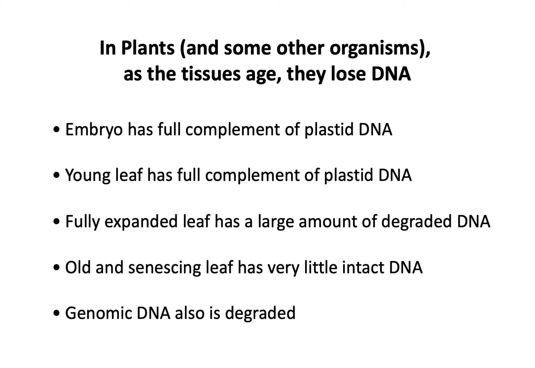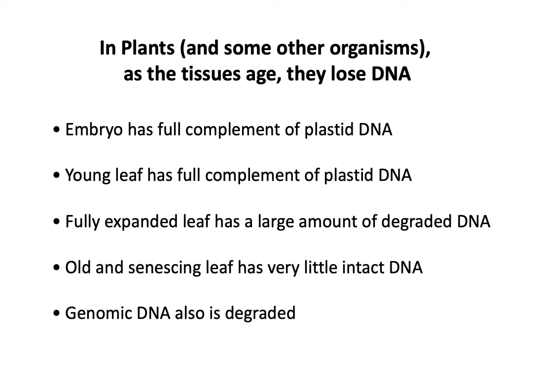Another characteristic of plants is that as the tissues age, they actually lose DNA. So when an embryo is formed, it has a full complement of plastid DNA and nuclear DNA and mitochondrial DNA for that matter too. A young leaf has a full complement of DNA as well. But then a fully expanded leaf has already a large amount of degraded DNA. And so it's still forming RNA, transcribing genes and making them into RNAs, but some of the DNA has already degraded and is non-functional. And then by the time you get to an old senescing leaf, it has very little intact DNA. And that includes the mitochondria, the chloroplast, and the genomic DNA.